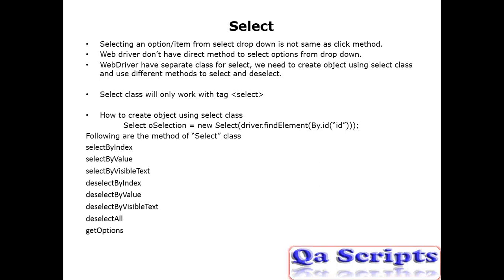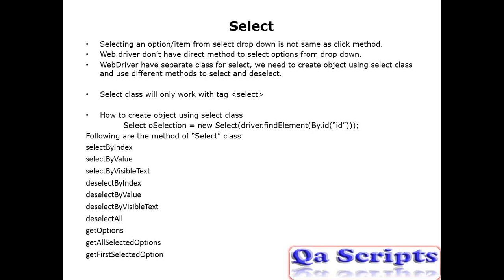getOptions. This will help us to get the count of options from dropdown. getAllSelectedOptions. If your application has a dropdown with the facility of selecting multiple options at a time, if you use getAllSelectedOptions, it will return the selected values.